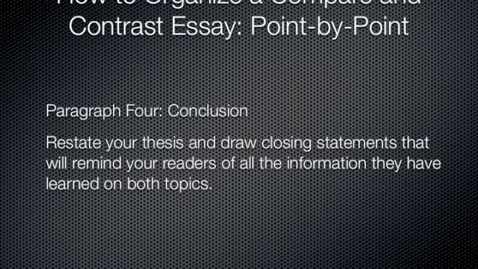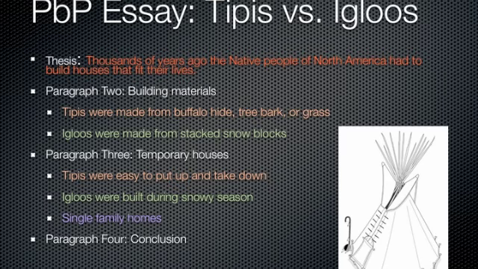And then, of course, to wrap it up, we're going to restate our thesis and draw closing statements in our conclusion paragraph. So if we were looking at this point-by-point essay structure for teepees and igloos, that first paragraph is going to hold our strong thesis, and there it is in bright red. Paragraph 2, let's say we're going to go over building materials. So you'll see the color coding here is the same way it was when the essay was first presented to us. Teepees are made from buffalo hide, bark, and grass. Igloos are made out of snow blocks. Everything there is going to show the difference through the building materials.